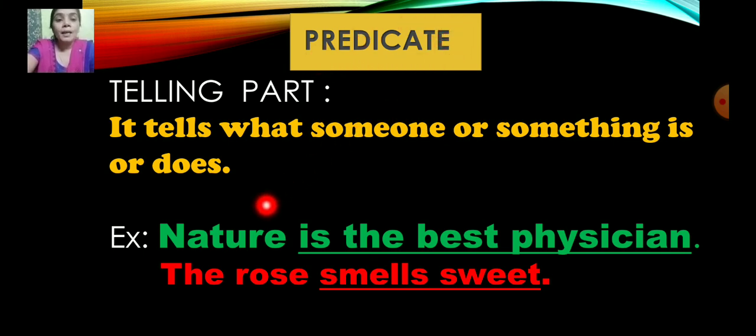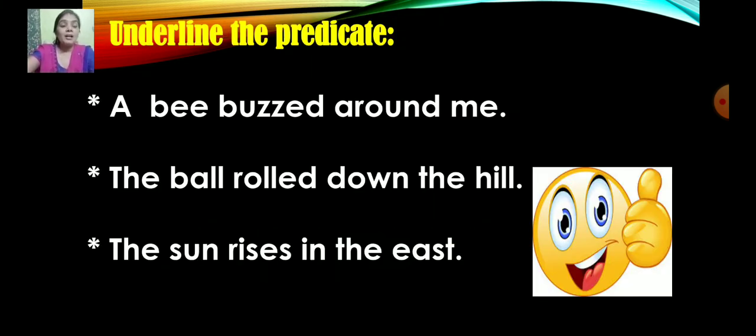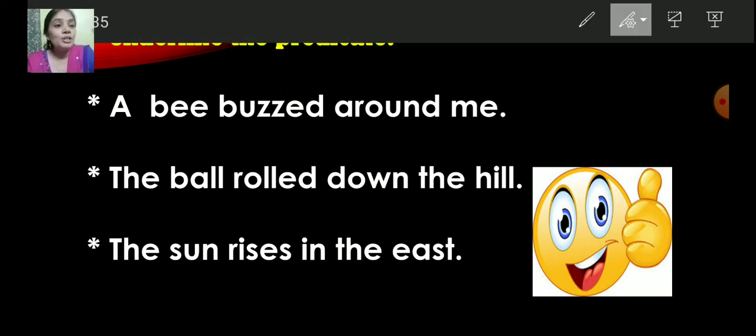Now next one, the rose smells sweet. So here again, the rose is the naming part, that is the subject. Smells sweet is the predicate because it tells about the subject. So shall we practice? Are you ready? Now let's see who will get the thumbs up. Oh no, thumbs up has already come. Okay, never mind, because he knows that you will do the right answer.